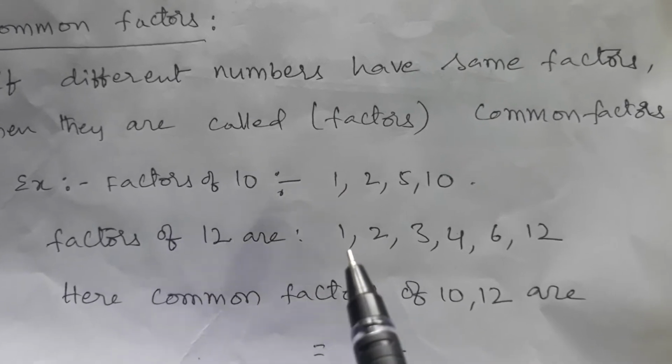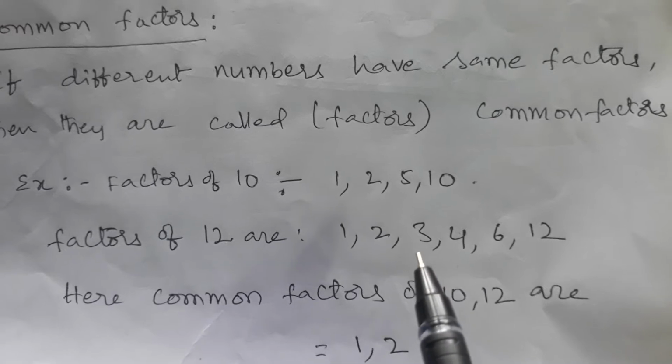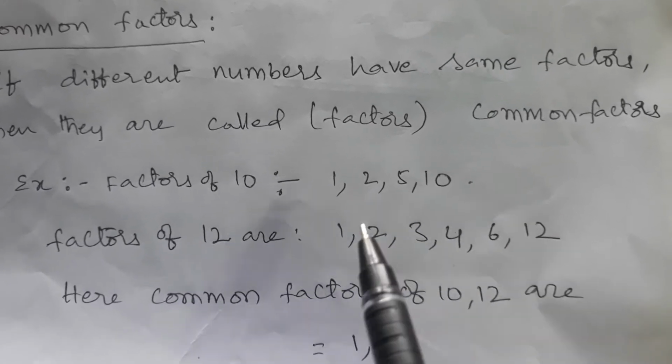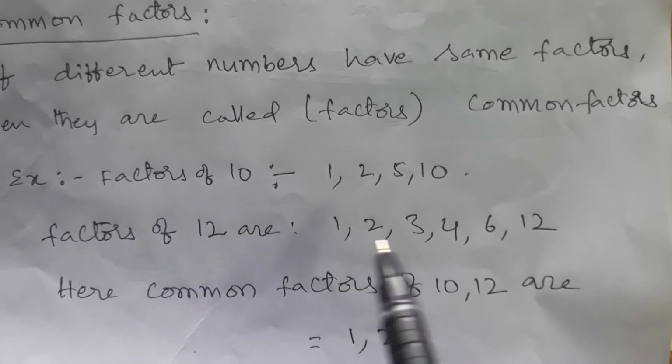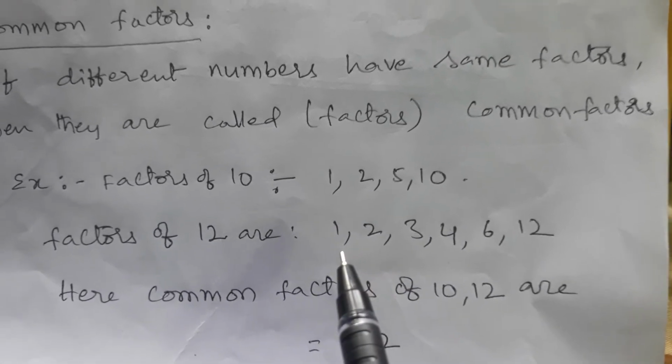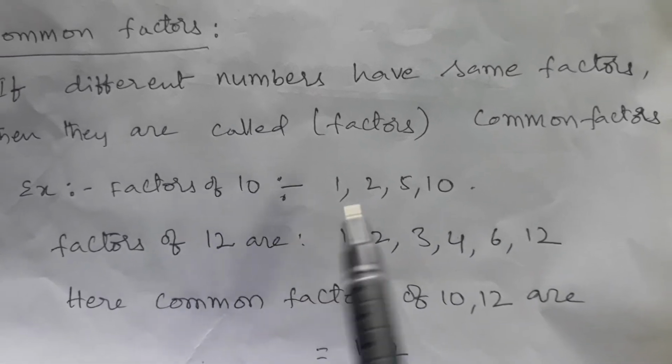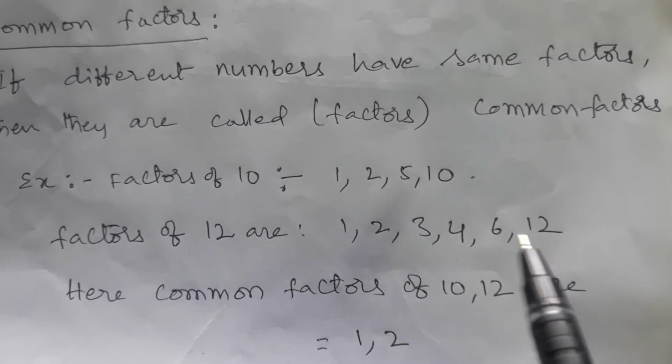Now factors of 12: 1, 2, 3, 4, 6, 12. These numbers divide 12 exactly, so these are called factors. 1, 2, 3, 4, 6, 12. Factors of 10 are given, factors of 12 are given.